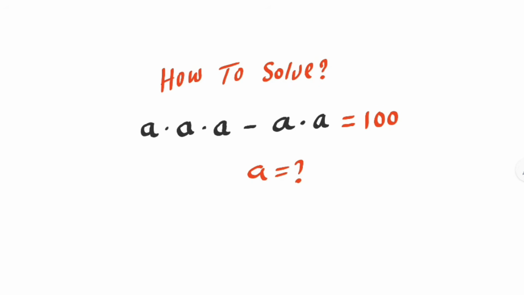Today we want to find the value of a from this given nice math problem. A multiplied by a multiplied by a minus a multiplied by a is equal to 100. Can you actually solve this? If you can, kindly put your answer in the comment section.